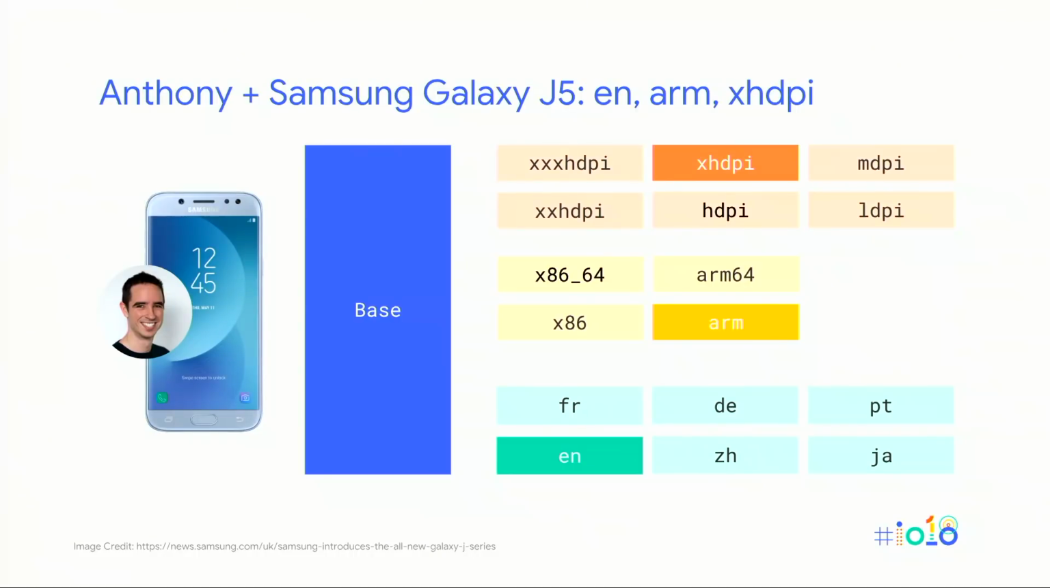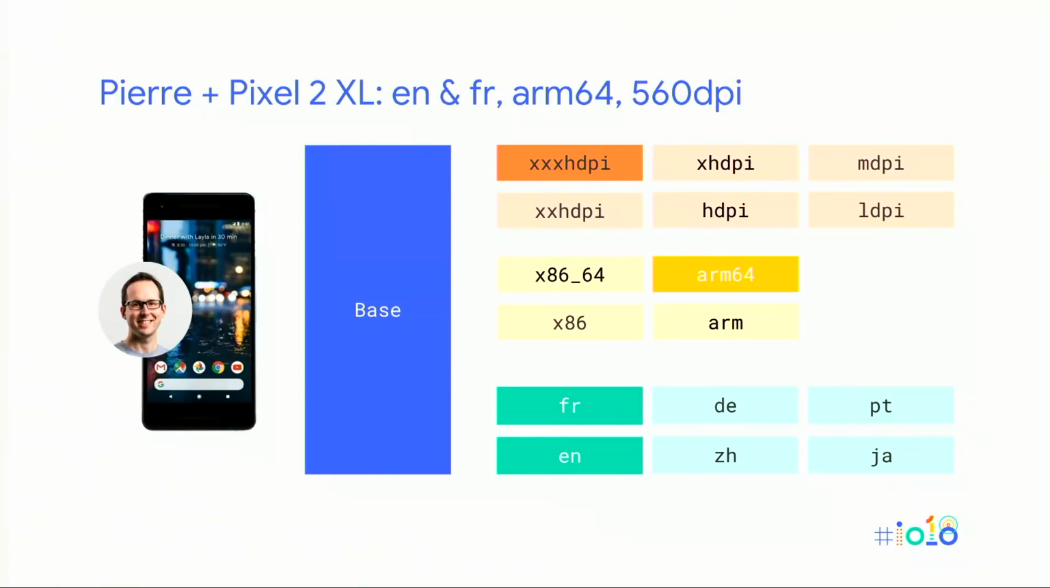Now, when we go to serve an app to a device, we only need to serve a subset of these splits instead of serving everything to every device. So say I have a Samsung Galaxy J5. We will install the base APK, as well as the XHDPI density split, the ARM architecture split, and the English language split, because I only speak English. But it can get a bit trickier than that. Pierre speaks both French and English, and he specifies both of those languages in his device settings. So for his device, a Pixel 2 XL, in addition to the right density and architecture splits, we will serve both the French and the English language split to his device.